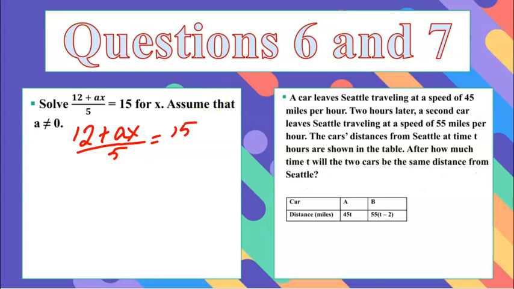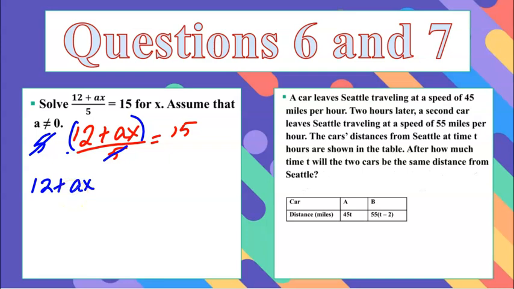Now, when I have a fraction on one side and I want to get rid of the fraction, you always multiply by the denominator. So that means the denominator is 5, so I multiply the top by 5. Now, if I were to multiply it, I don't want to distribute it because I can cancel out or divide out the 5 in the numerator and the denominator, and that becomes 1. And all you have left is the numerator, which would be 12 plus ax.